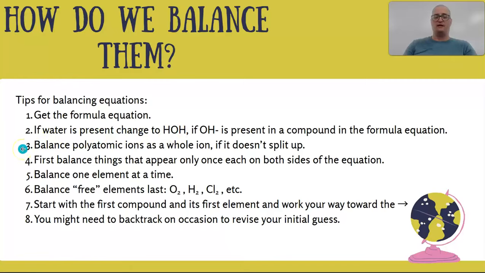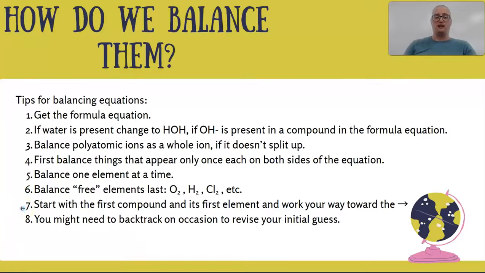Balance any polyatomic ion as a whole ion. Don't split it up. If it stays the same on both sides, act like it was just one element. Balance things that only appear once on either side. Balance only one element at a time. Don't go back and forth changing the second part of the compound when you're doing the first. Free elements, so things that are just by themselves, do those last, because you can put a coefficient in front and change the total numbers without interfering with anything else.